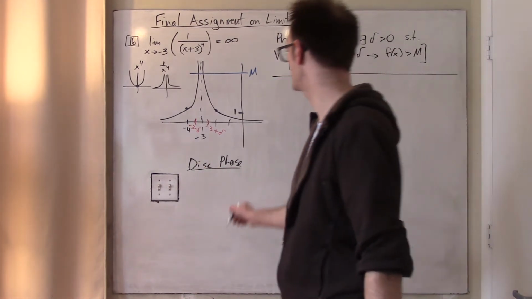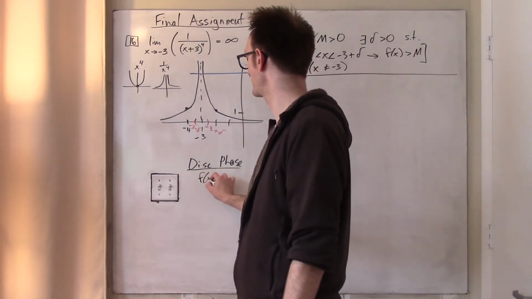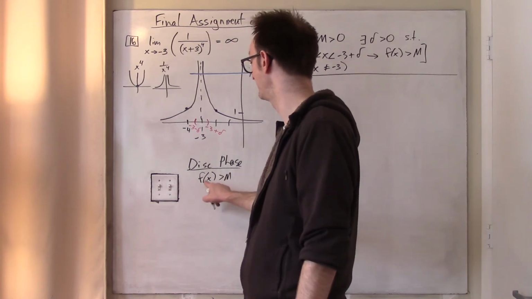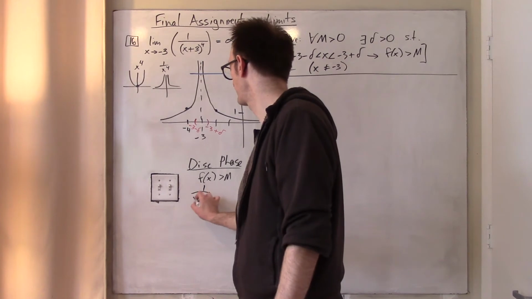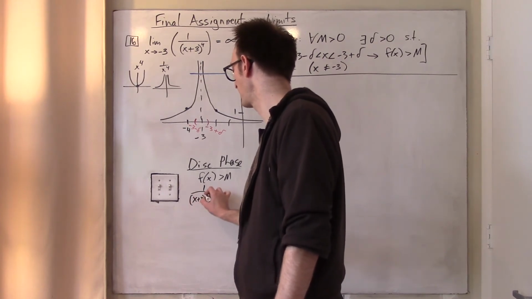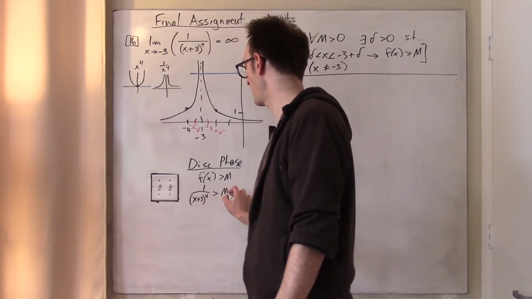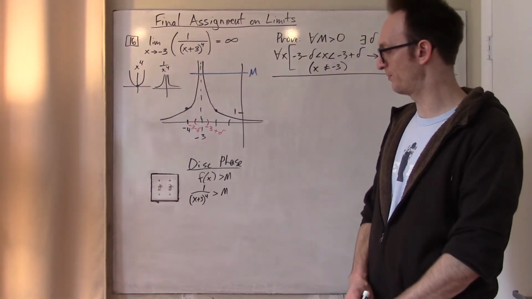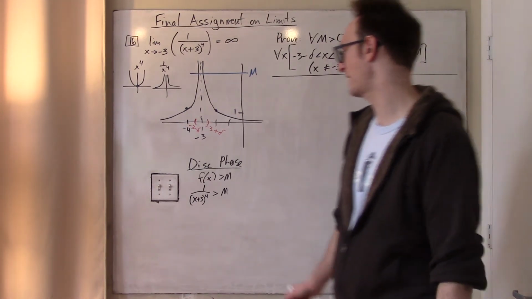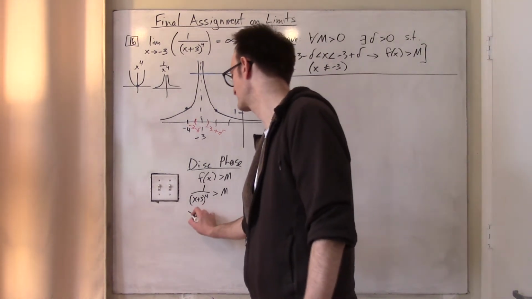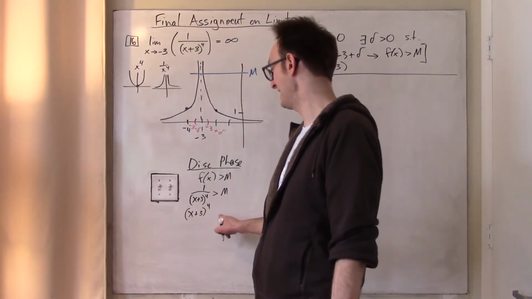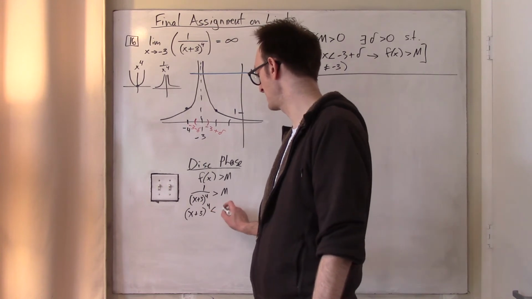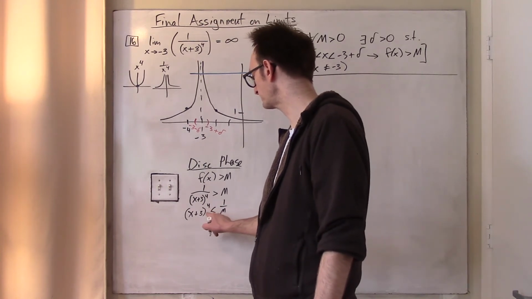So what do I need to be true? I need it to be true that my function is bigger than m, where m is positive. Well, what's my function? My function is 1 over (x plus 3) to the fourth. So when is 1 over (x plus 3) to the fourth bigger than m? Well, just reciprocate both sides, and that's therefore true when (x plus 3) to the fourth is less than 1 over m.